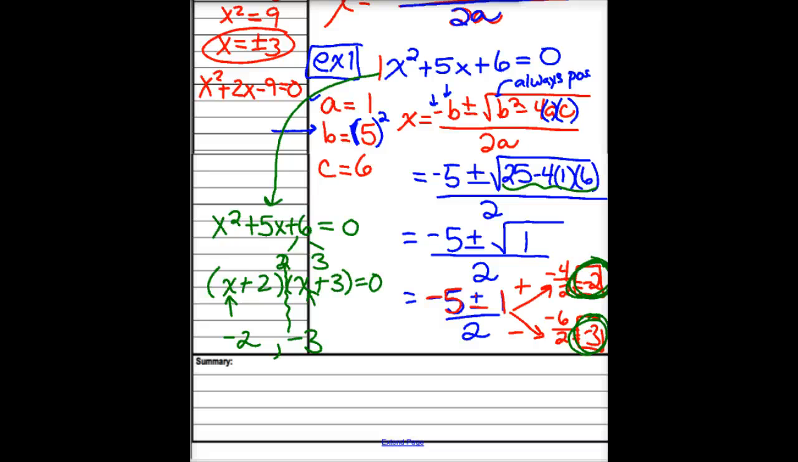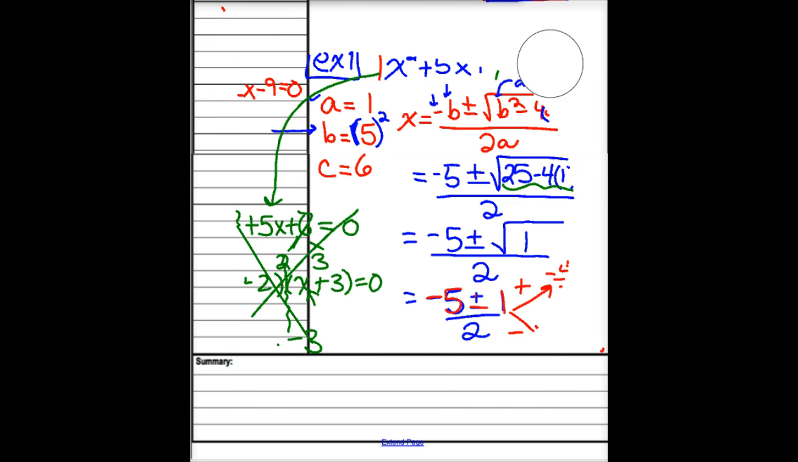You might say, well, then why are you teaching us this stupid formula? Because the minute this goes to a 7, this won't factor, and you can only do it with the quadratic formula. So we're going to do another one. Example 2. All right? So example 2.